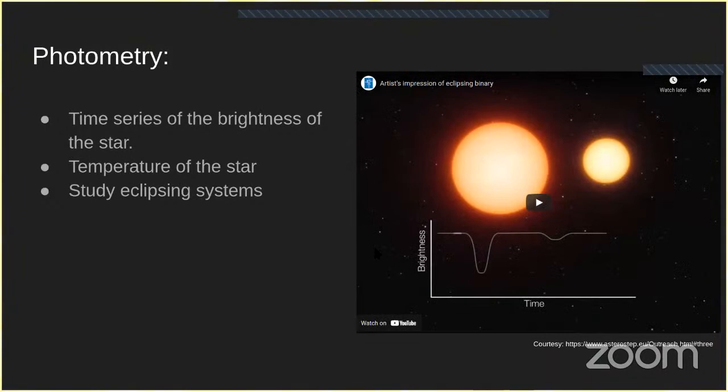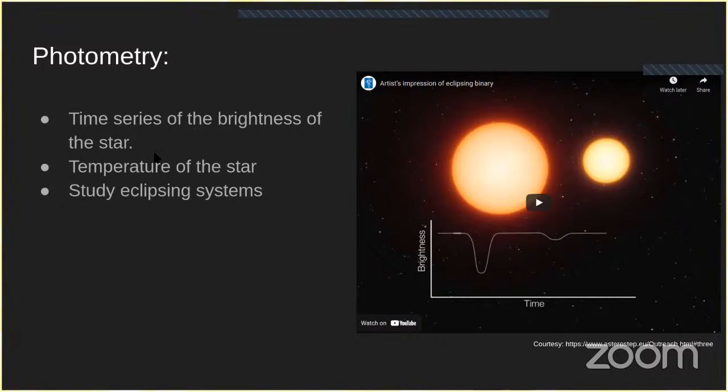So yeah, let's just go in depth of the different techniques that I mentioned. So first, let's start with photometry. As explained, photometry is just a time series, and you measure the brightness of the system. And I also showed you an example of the eclipsing system. Photometry can be used to estimate the temperature of the star.